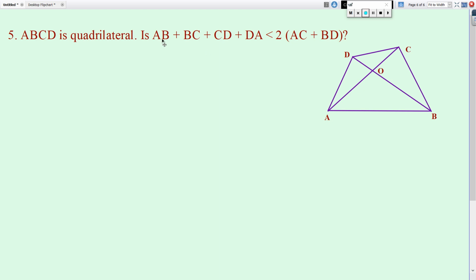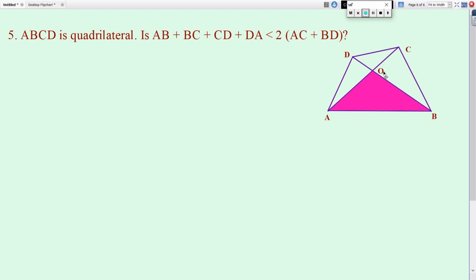You have to show AB plus BC plus CD plus DA less than 2 into AC plus BD. You know 2 plus 3, that is 5, is greater than 4. The same statement we can rewrite as 4 less than 2 plus 3. Now look at the figure.